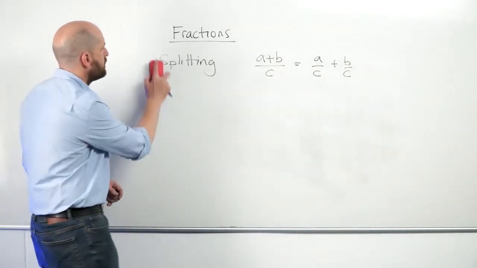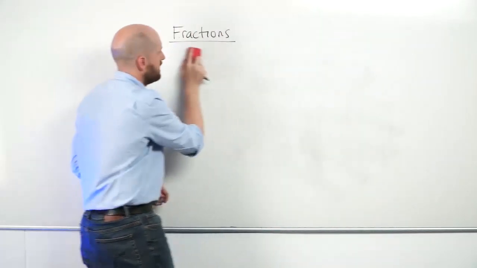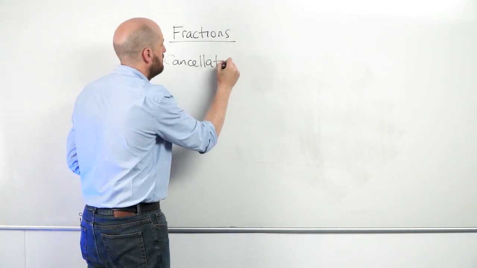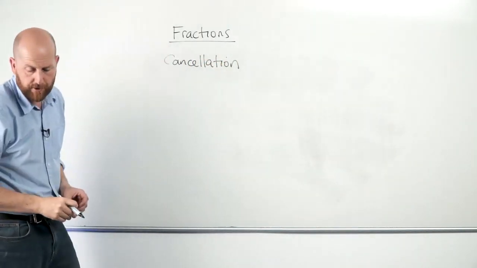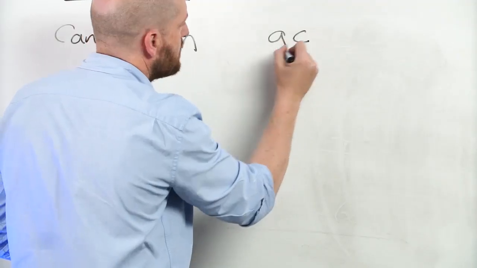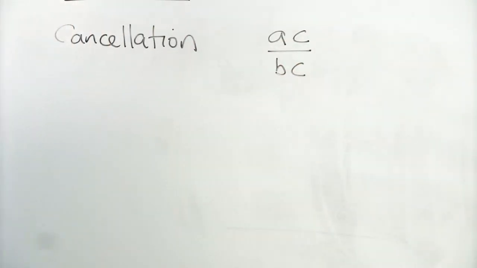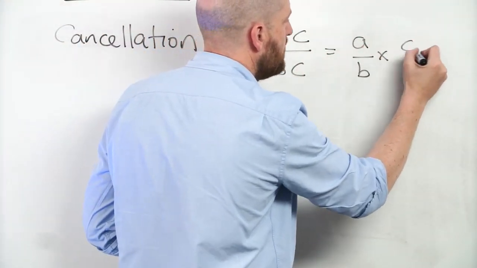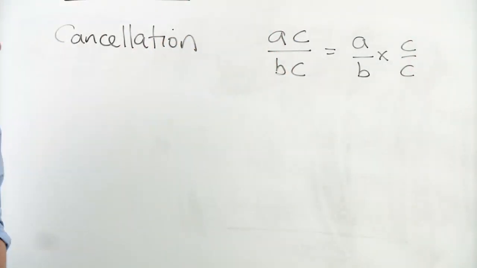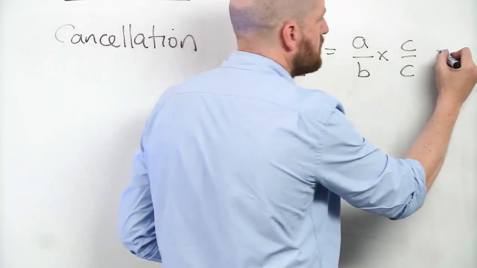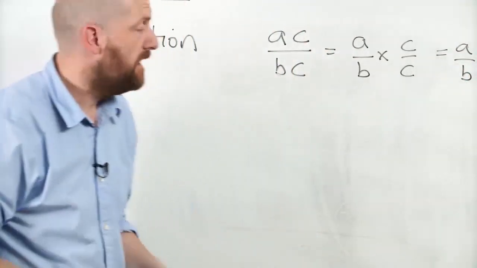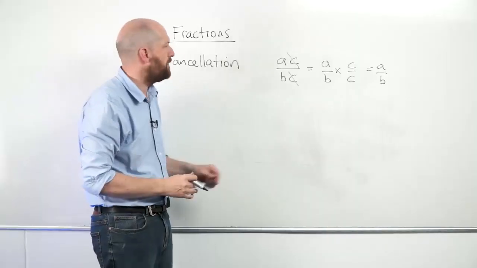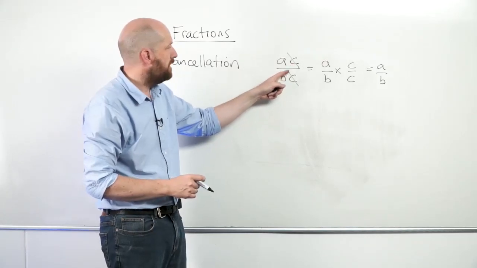And the last thing I want to just mention, as well as combining and splitting fractions, is cancellation. So with cancellation, I could have an expression which is a times c over b times c. And in fact, that's the same as a over b times c over c, but c over c is 1. So this would actually be a over b times 1, or just a over b. We think of this as just cancelling out the c. And this is only going to happen if we have a common factor.